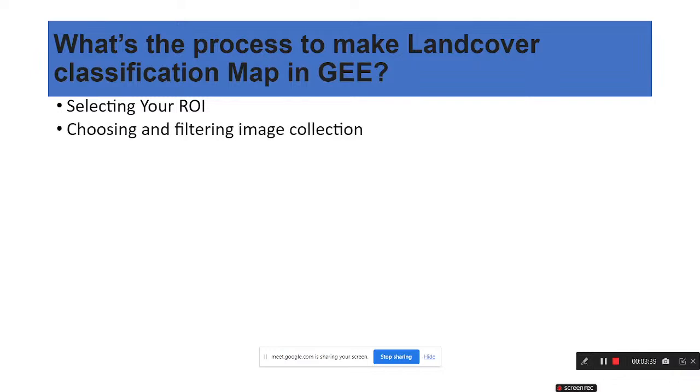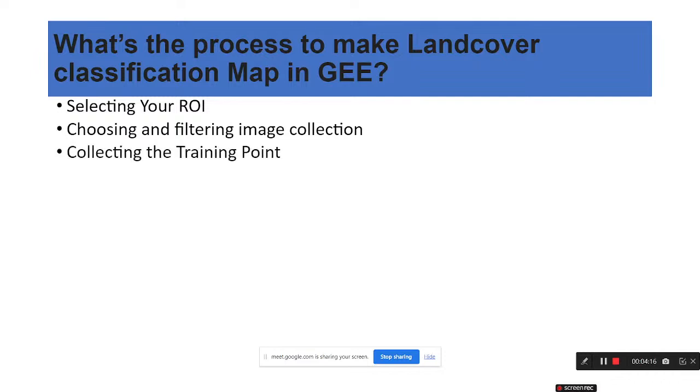The second step is choosing and filtering the image collection. Suppose you want to work with Landsat images, then you choose Landsat. If you want to work with Sentinel images, then you can choose Sentinel. After choosing the images, you filter the image collection according to your region, according to a specific time period, and according to the image metadata. This is the second step.